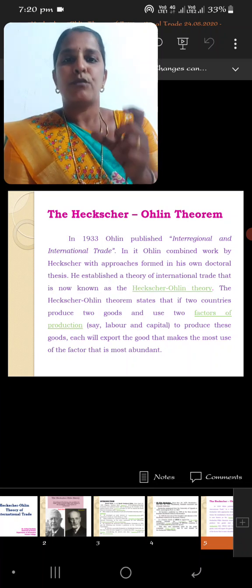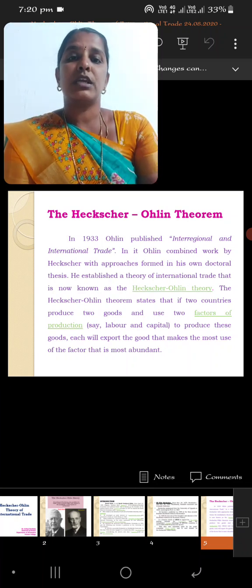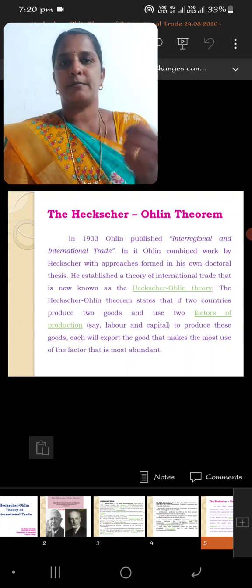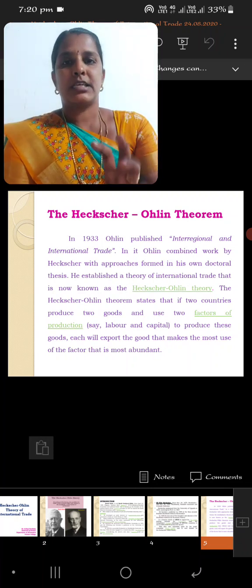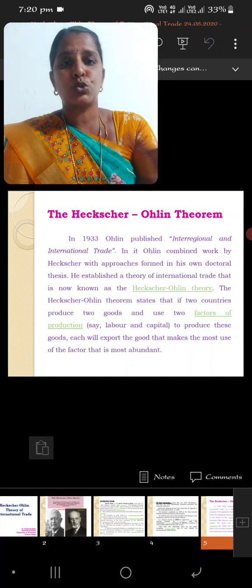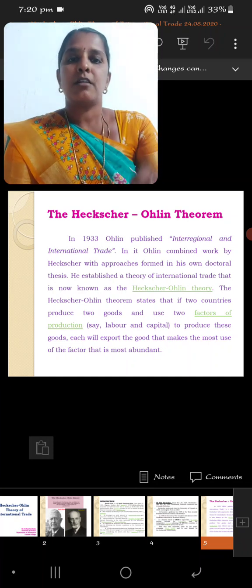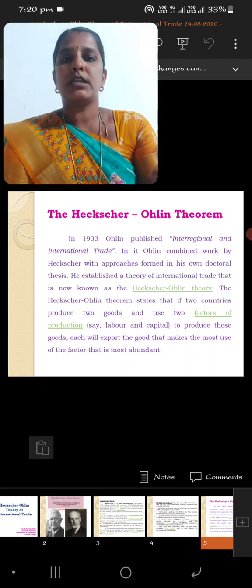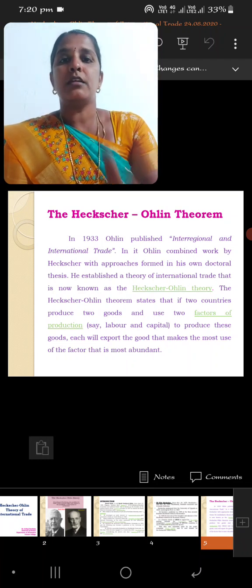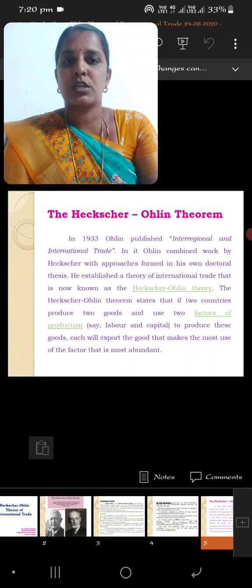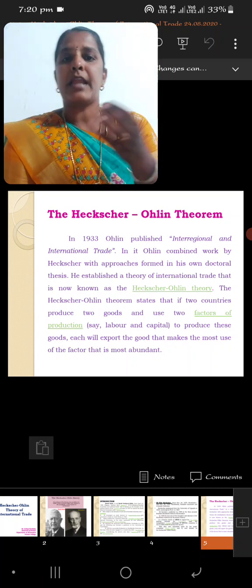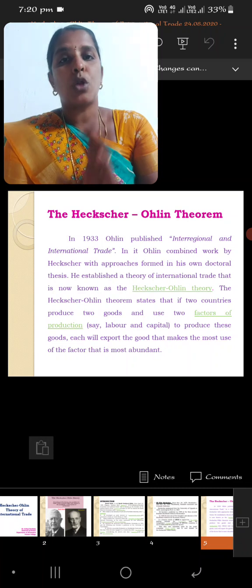So Ohlin, in the year 1933, published the book named Inter-Regional and International Trade. Ohlin and Heckscher together formed the Heckscher-Ohlin theory. This theory is named the Heckscher-Ohlin theory. It states that only two countries, two goods, and two factors of production alone are used. For example, the factors of production, labor and capital, to produce the goods, cloth and wine.